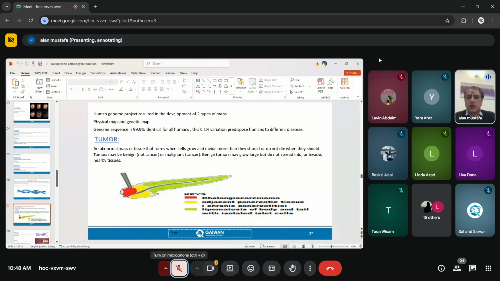So any abnormal growth, we call it tumor. So the tumor is not necessarily a cancer.